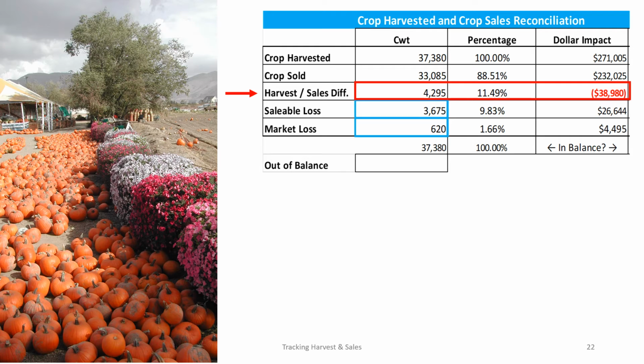Once data on all harvested crop and sales have been entered, their numbers are reconciled. The reconciliation shows there was 4,295 less hundredweight sold than harvested. This equates to 11.49% of what was harvested, at a gross dollar value of $38,980.